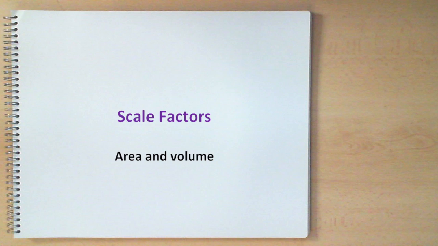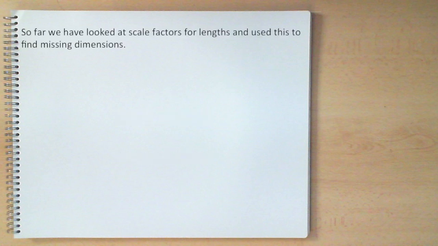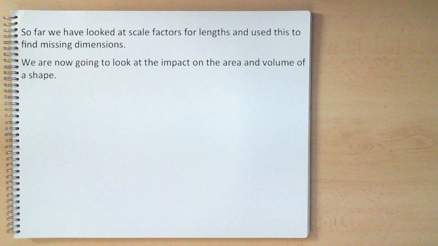We've looked at how scale factors affect the lengths of similar shapes and how we can use the scale factor and the fact that the shapes are similar to work out missing dimensions. As you would expect, there is a different and slightly more complex impact on areas and volumes of similar shapes. So let's have a look at how that impact can be calculated and the kind of problems that you might face when scale factors are applied to higher dimension values.